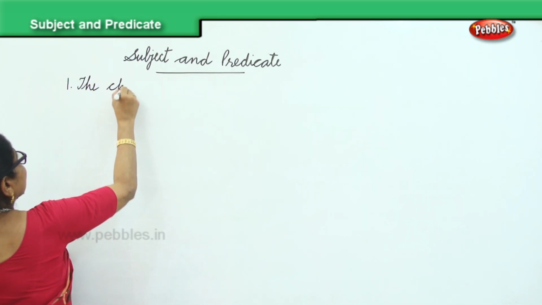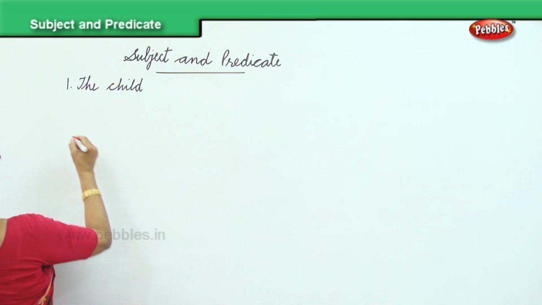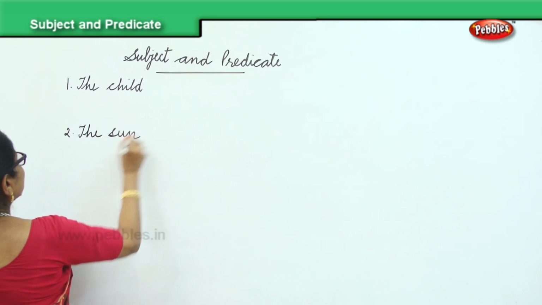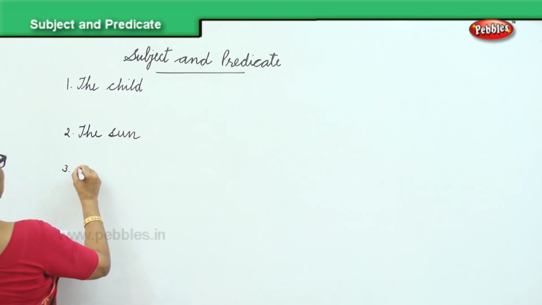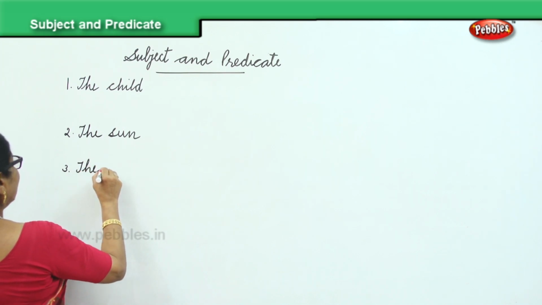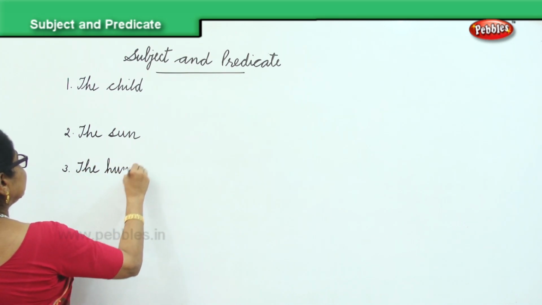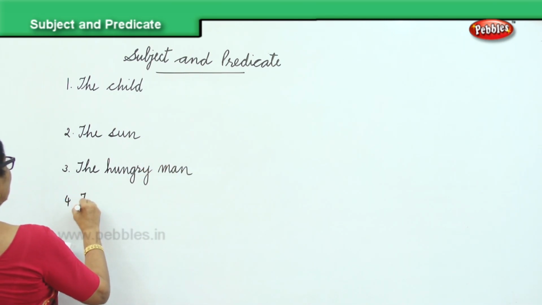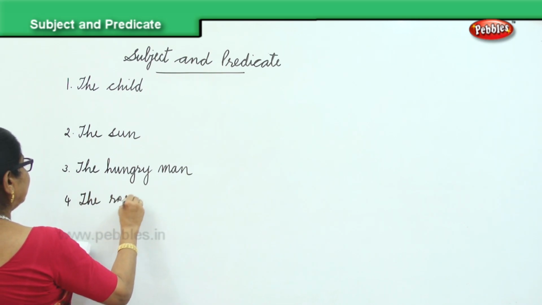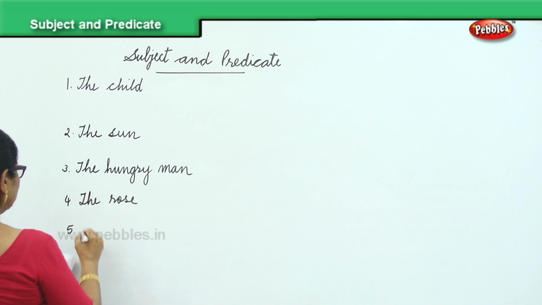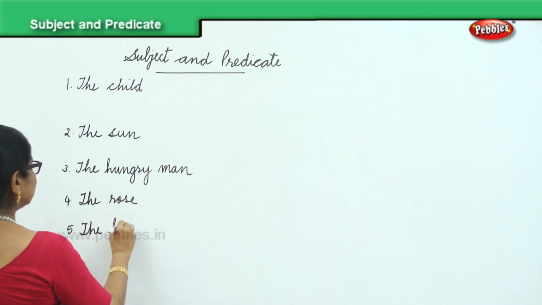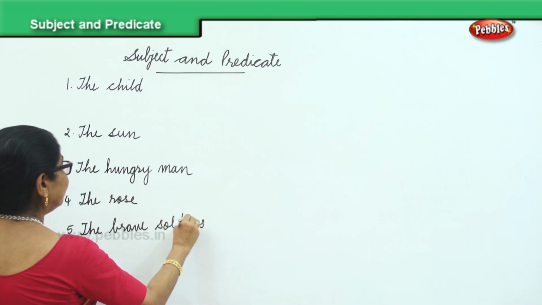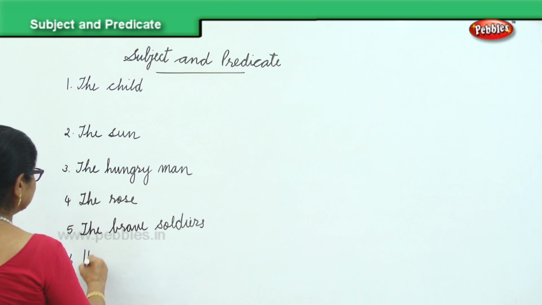The child. The sun. The hungry man. The rose. The brave soldiers, and finally her sister.